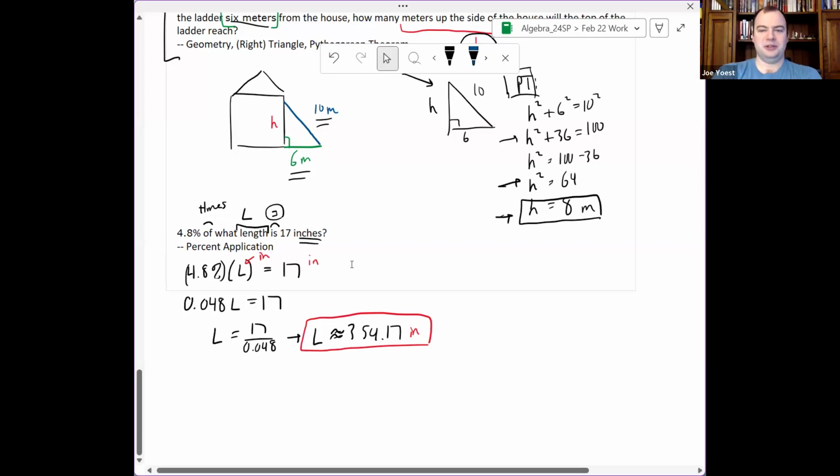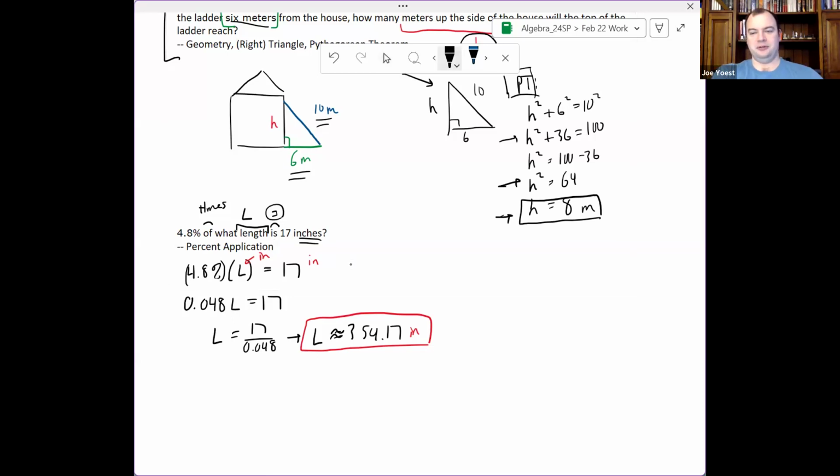I know that 17 is in units of inches. 4.8% is a unitless quantity. So L should be in inches. The length should be in inches. If I change this 4.8% into a decimal, 0.048 times L equals 17, and then I divide by 0.048, I see that on the right side here, I have 17 inches divided by the unitless 0.048. I do 17 over 0.048 in the calculator, and that gives me about 354.17. And inches over a unitless quantity gives me inches, as I would expect for my length.